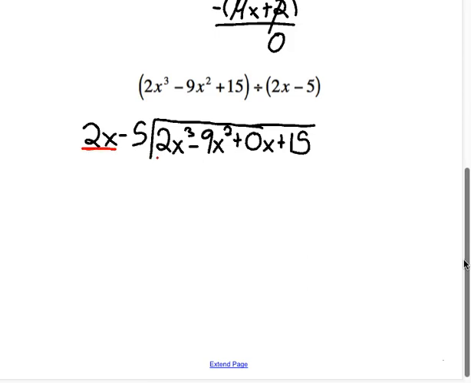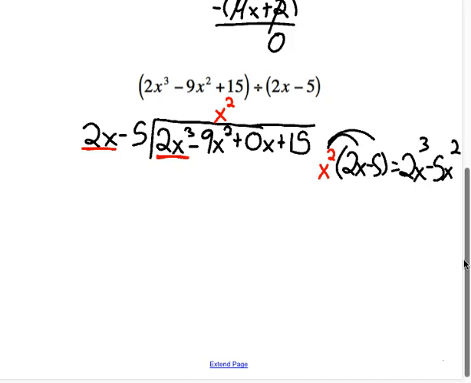What does it take to get 2x to cancel 2x cubed? Well, the 2's already line up, so all I need is an additional x squared to get the x's to line up. So I'm going to put that up there and multiply the 2x minus 5. That's going to give me 2x cubed minus 5x squared. So subtract off to see how close did I get. So 2x cubed minus 2x cubed is gone.